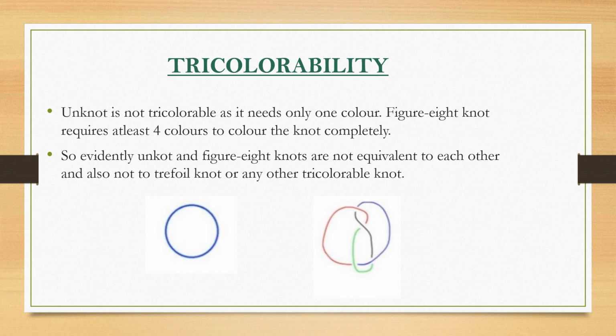So the unknot is not tricolorable, so it is entirely different from a trefoil knot. And now the figure eight knot requires at least four colors to color the knot completely. So it violates the tricolorability property and is not tricolorable. So the figure eight knot is also different from the trefoil knot. Or you can say the unknot and figure eight knots are not equivalent to any tricolorable knot.